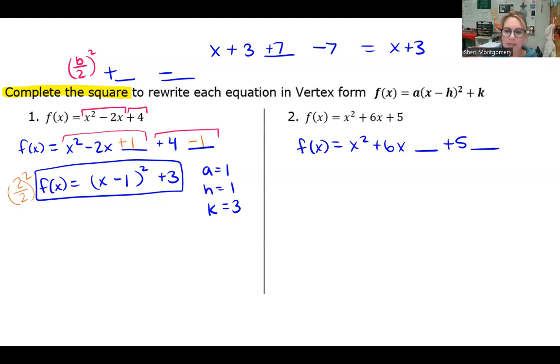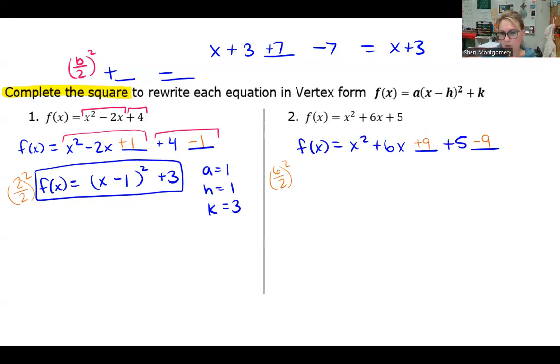To figure out what goes inside my blanks, I have to look at the middle term. The middle term is 6, so it's 6 divided by 2 squared. What is 6 divided by 2? 3, and what's 3 times 3? 9. So I'm going to add 9, but I have to undo it, so I have to subtract 9.